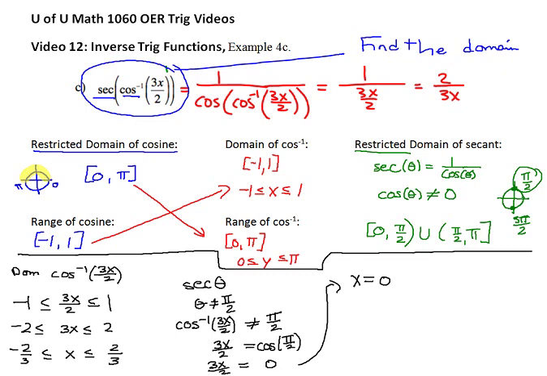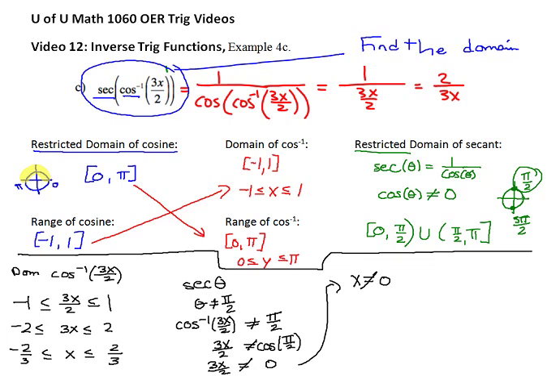And I lost my not equals. This is not equal to it. We want this not to equal 0, so we want x not to equal 0. So if x doesn't equal 0, then cosine inverse will not equal pi halves, and we won't be at the one place in our domain where we're not allowed to be.